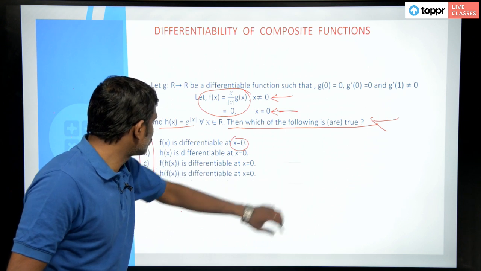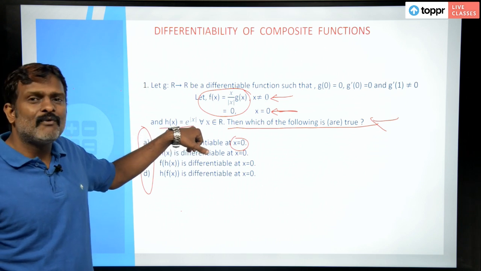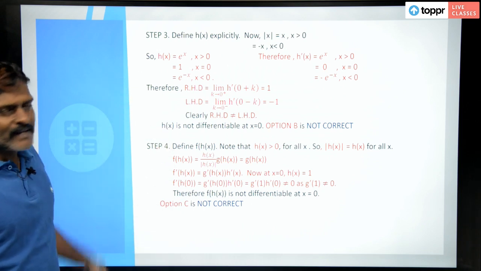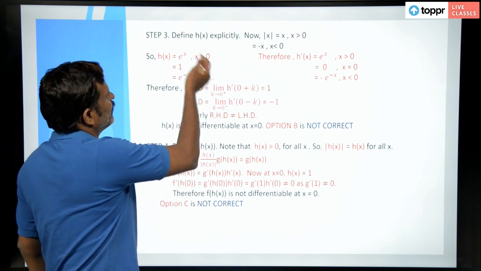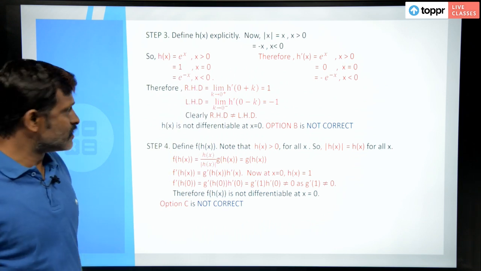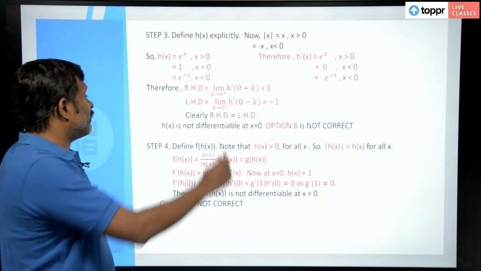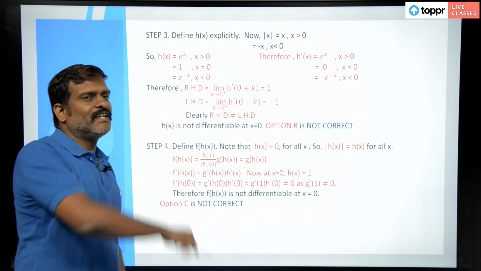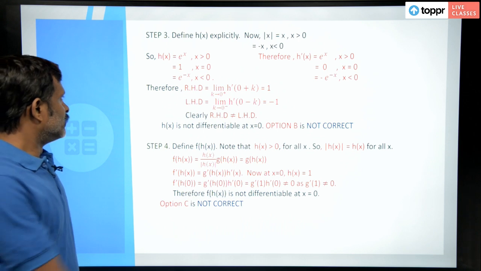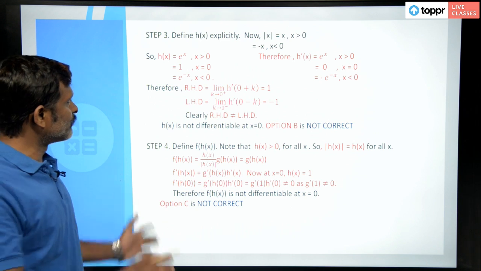So, h of x is differentiable at x equal to 0. Let us find h of x. What is h of x? H of x is e power absolute value of x. So, h of x will be equal to e power x when x is greater than 0, because x is positive, then it is always e power x, there is no change in it. It will be 1 when x is equal to 0, because e power 0 is 1. When x is negative, it will be e power minus x, which is nothing but 1 by e power x also. This is the definition of h of x. We have written h of x explicitly.